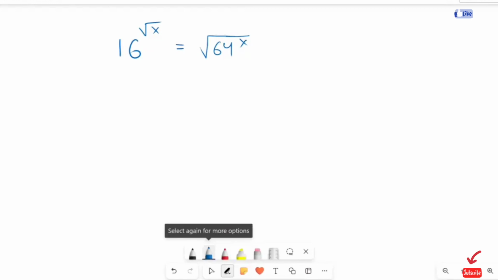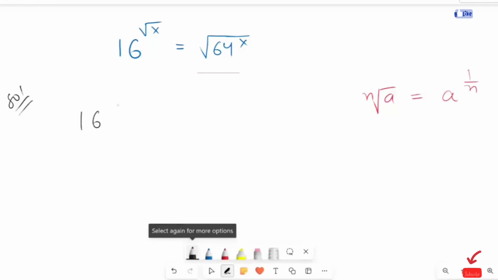Let's start our solution. In the first step, I am going to use the exponential rule, that is the nth root of a is equal to a raised to power 1 over n. So I will change this term by using this exponential rule. 16 raised to power root x is equal to 64 raised to power x, 4 raised to power 1 over 2. So I replace this root with 1 over 2.